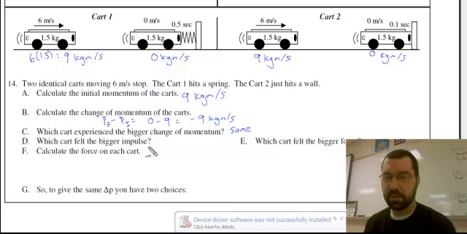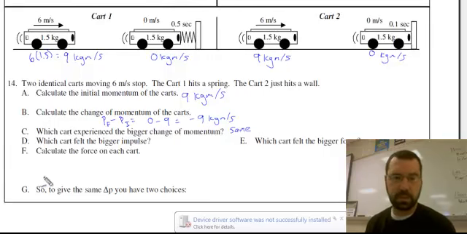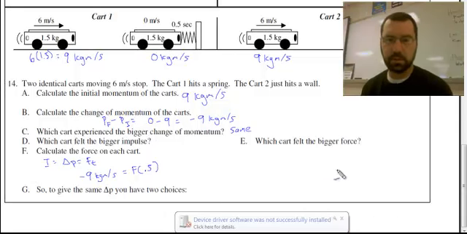Which cart felt the bigger impulse? Well, in order to do that, we need to calculate the impulse for each cart. So if we take a look here, and remember that impulse is equal to change in momentum, but also equal to force through time. What we can see is that negative 9 kilogram meters per second equals some force times 0.5 seconds for this side. Over here, on cart 2, that'd be equal to the force times 0.1 second.